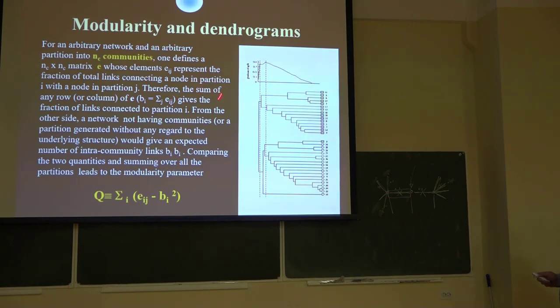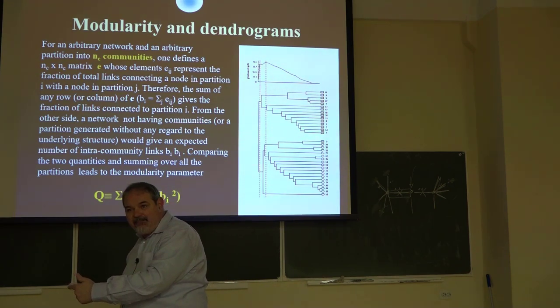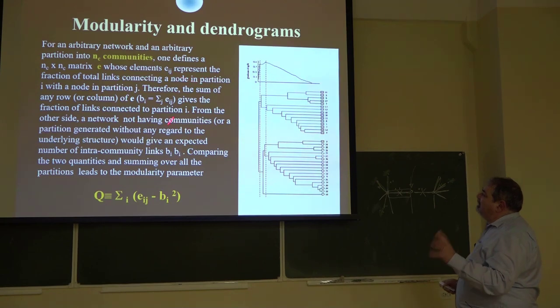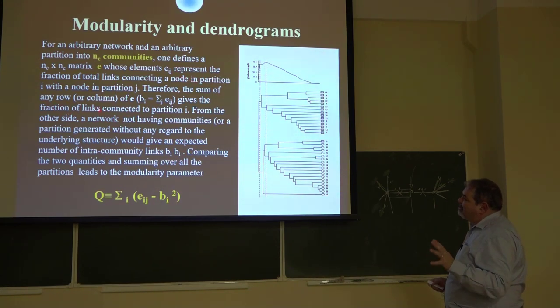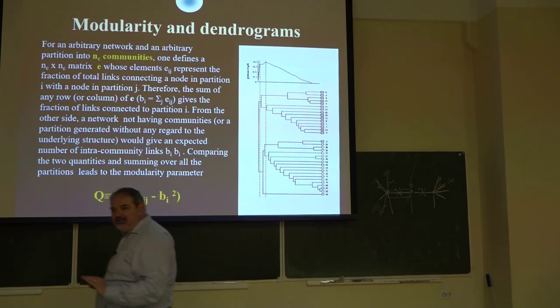Now, the sum of any row or column of E, bi equals sum over j of Eij, is the fraction of links connected to partition I, because I take the sum over all the other partitions of the number of links connected to partition I. So this quantity gives me the total fraction of links which ends in a node belonging to partition I.